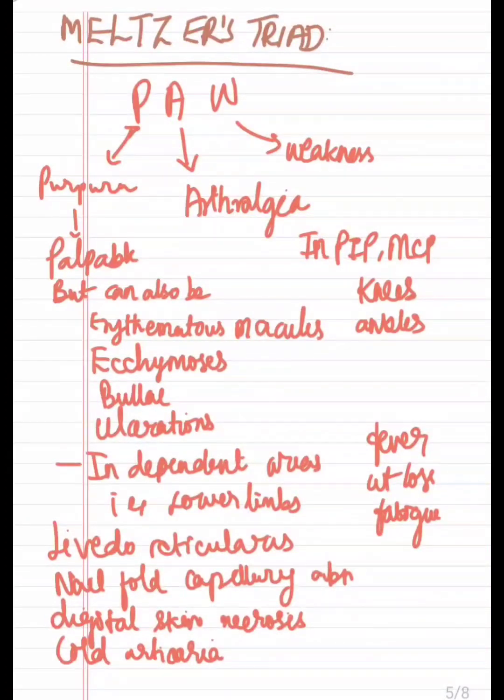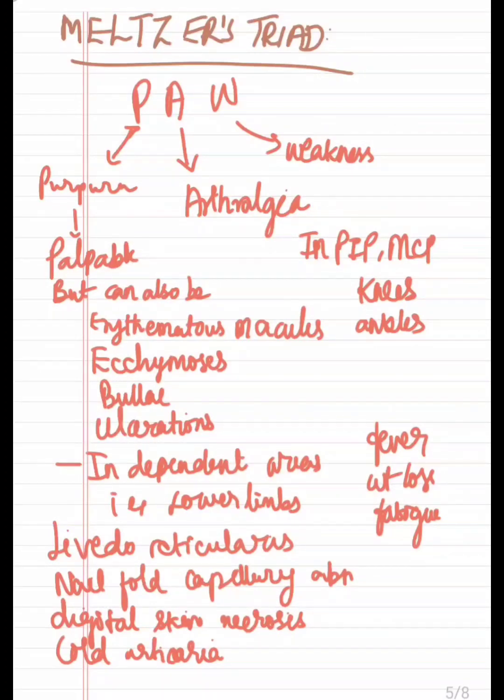Next, we're coming to some of the other clinical features. We've got the classic Meltzer triad, which is characterized by purpura, arthralgia and weakness. I've given the mnemonic of PAW. The purpura is palpable, but it is not usually the case. You can also see it in the form of erythematous macules, ecchymosis, bullae, ulcerations, livedo reticularis. Sometimes you've got nail fold capillary abnormalities, digital skin necrosis and cold urticaria. These features are usually seen in dependent parts of the body, that is commonly the lower limbs.